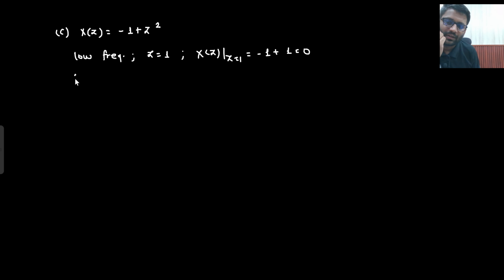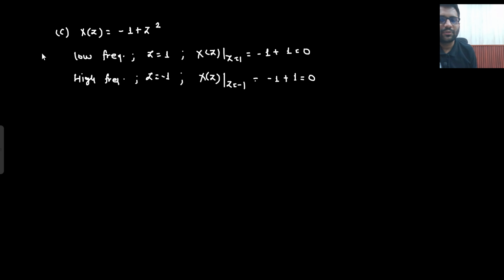Okay, so let's check at low frequency. Low frequency means z equals 1. So x of z at low frequency is coming out to be minus 1 plus 1, that would be 0. And let's check at high frequency, that would be z equals minus 1. So x of z at z equals minus 1, what is it coming out to be? Minus 1 plus minus 1 square would be plus 1 only. That means low frequency is not passing, and high frequency is also not passing. That means surely some mid frequency will pass, right?